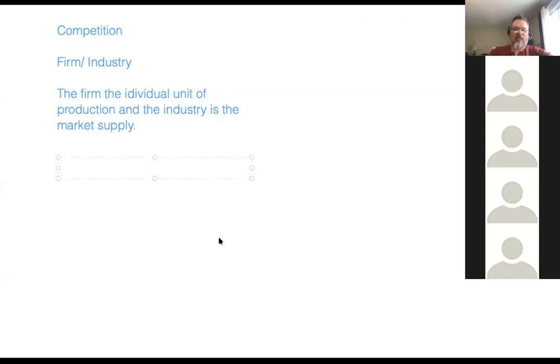But for the competitive firm, and this is the key, the competitive firm is what we call a price taker. And if they're a price taker, another way of saying that is that they have no market power.